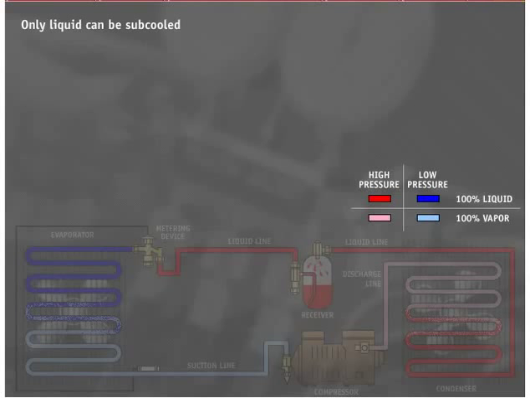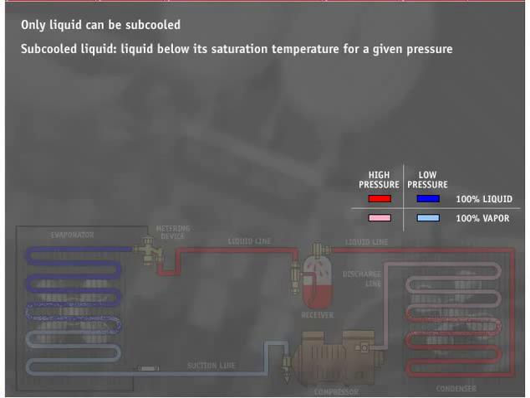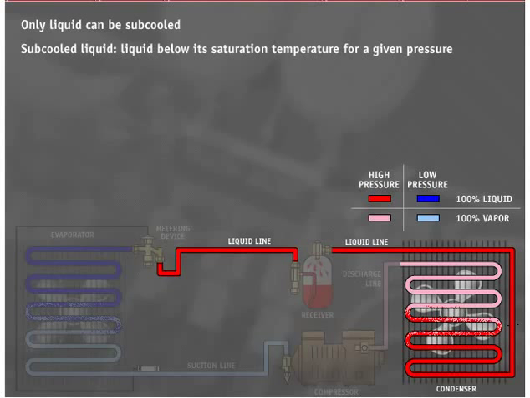Only liquid can be subcooled. A subcooled liquid is any liquid at a temperature below its saturation temperature for a given pressure. Once all of the vapor changes state to 100% saturated liquid, further removal of heat will cause the liquid to drop in temperature and lose sensible heat. Subcooled liquid is present in the condenser and liquid line of a system.